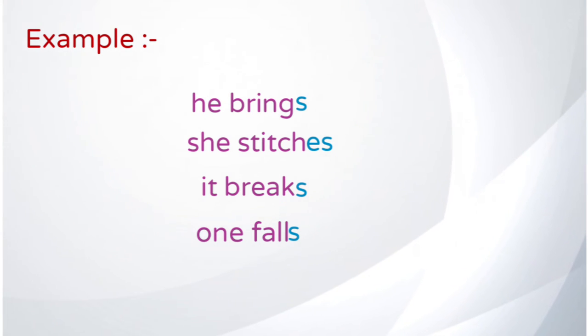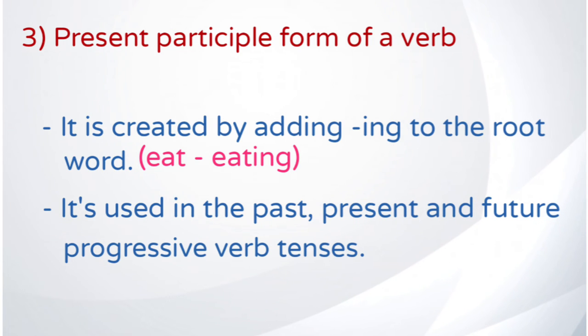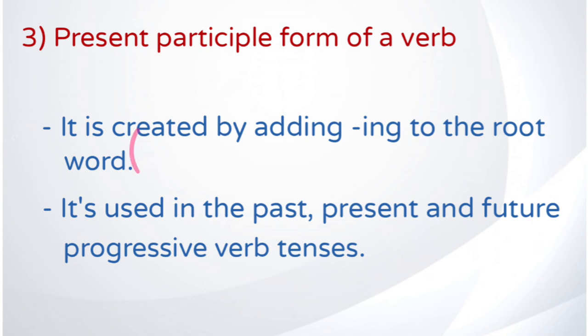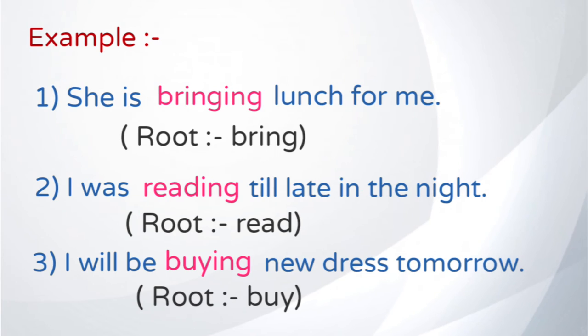Okay. Next comes the present participle form of a verb. It is created by adding ing to the root word. For example, eat becomes eating. And it's used in the past, present, and future progressive verb tenses. I will show you some examples.